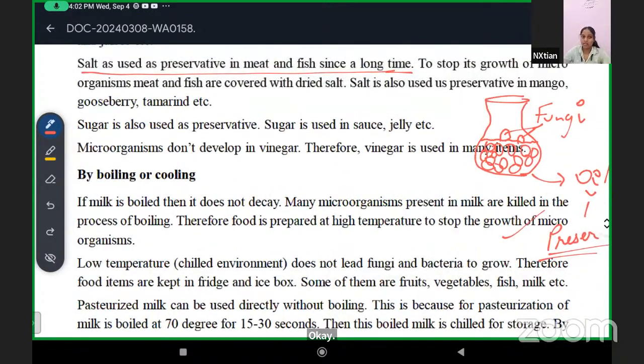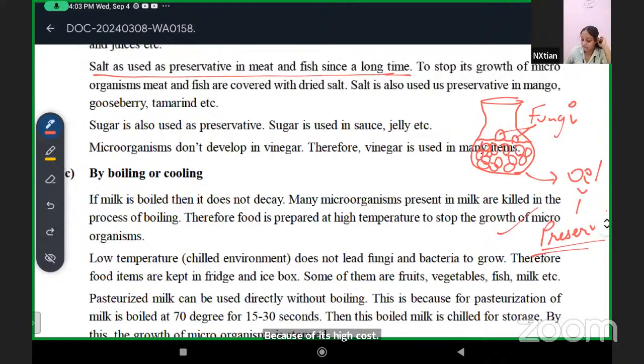Yes, ma'am. Ma'am, can I share a fun fact? Yes. Ma'am, in the Roman times, salt was called white gold and was sometimes given as salary to the Roman soldiers instead of gold, because of its high cost. Wow, that's interesting. Right, good, Abraham. That's interesting.